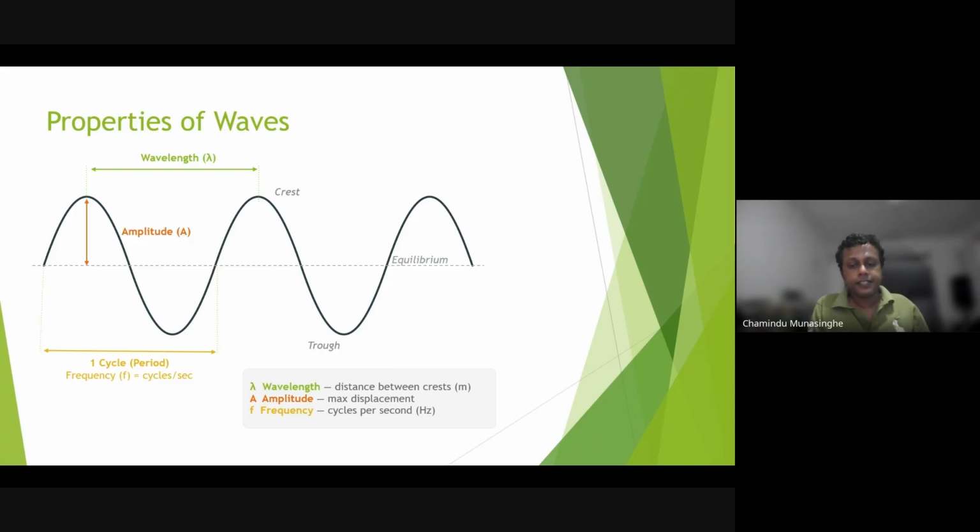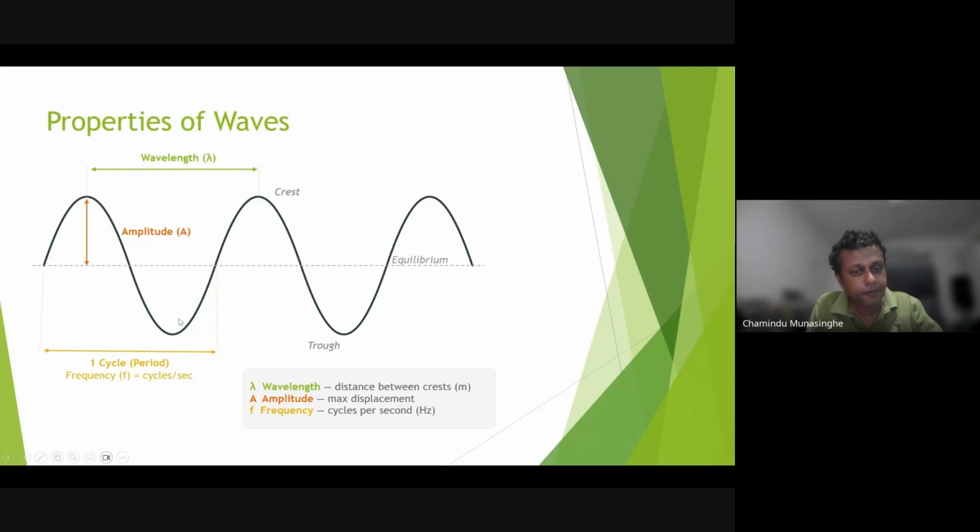And the frequency is cycles per second. So how many complete cycles? This is a cycle, starting from a point and coming back to the same point.